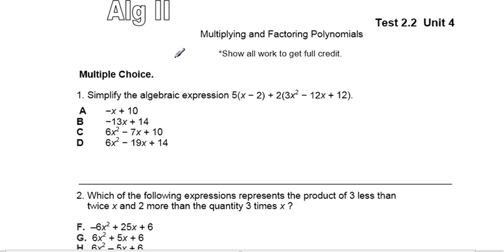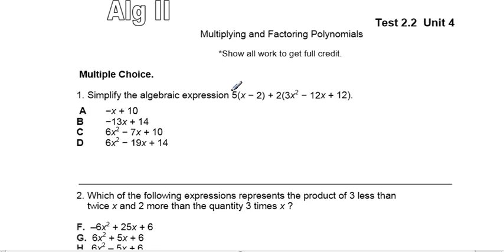Okay, so we're going over Algebra 2 test 2.2 Unit 4. Make sure you're on the right test. This is number 1. Simplify the algebraic expression 5 times the quantity of x minus 2 plus 2 times the quantity of 3x squared minus 12x plus 12.